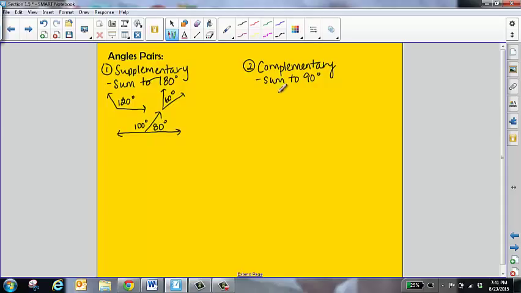So if we were to draw one angle and we labeled it 30 degrees, that means if we draw a second angle, that second angle has to be 60 degrees, because 30 plus 60 gives you back the 90. I don't know what that little thing is that just showed up there.